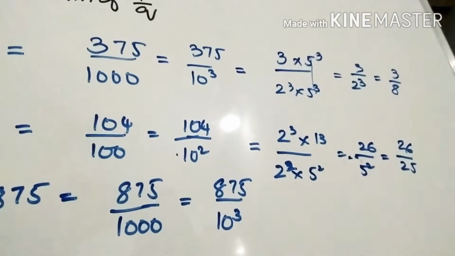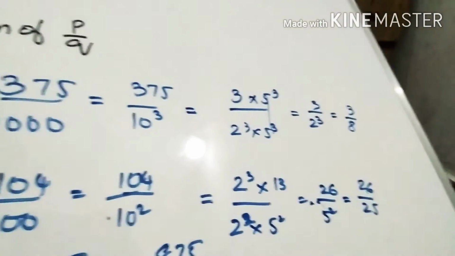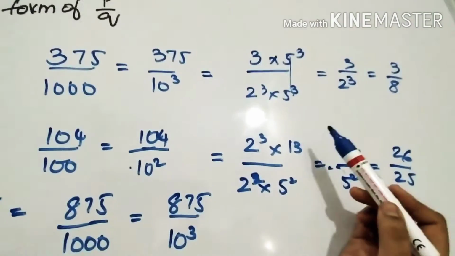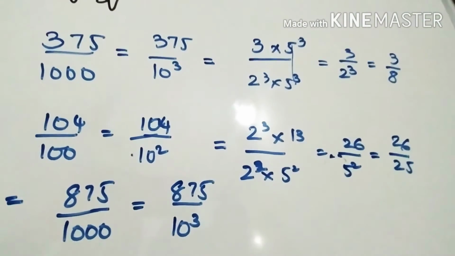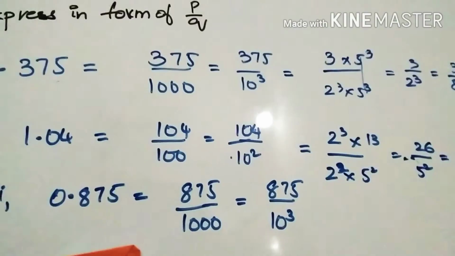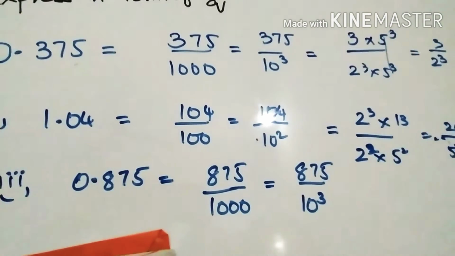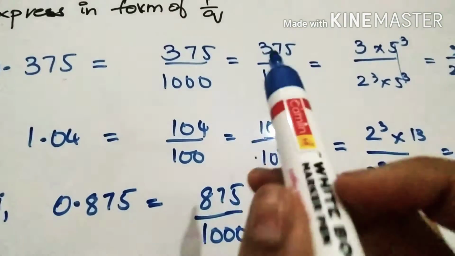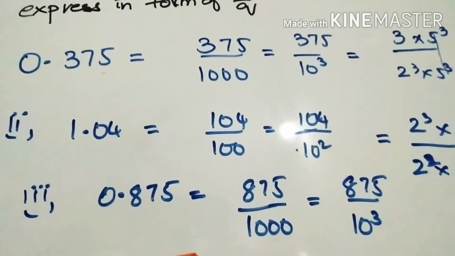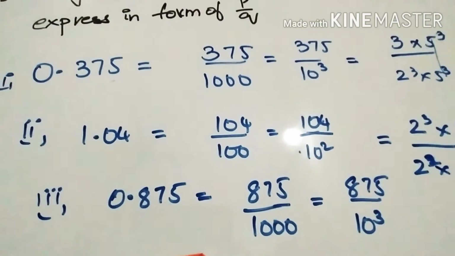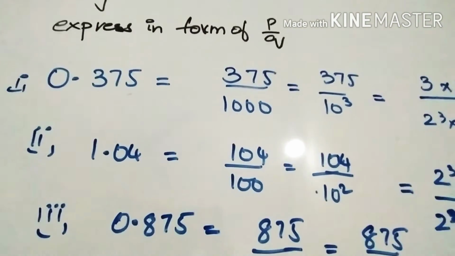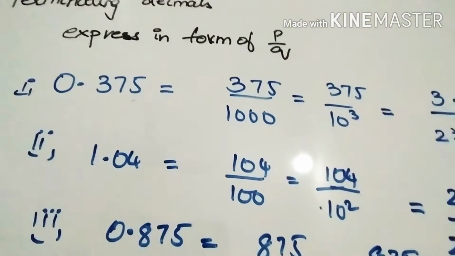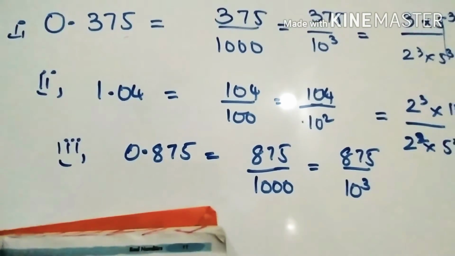As you can see here, the denominators are the powers of 2's or 5's, or both. This is because 2 and 5 are the only prime factors of the powers of 10. From the above examples, you have seen that any rational number in decimal form that terminates can be expressed in a rational form whose denominator is a power of 2 or 5 or both.